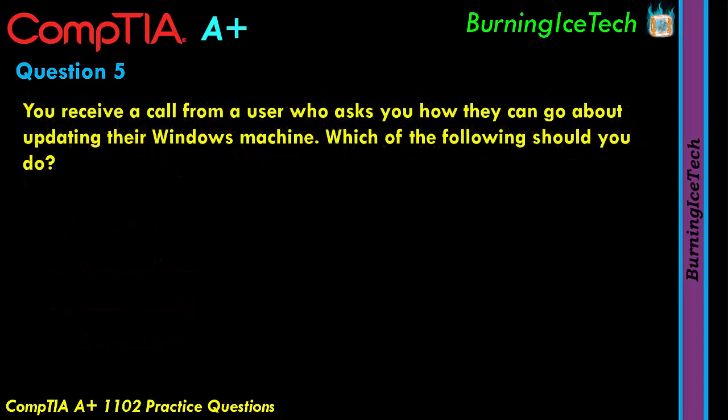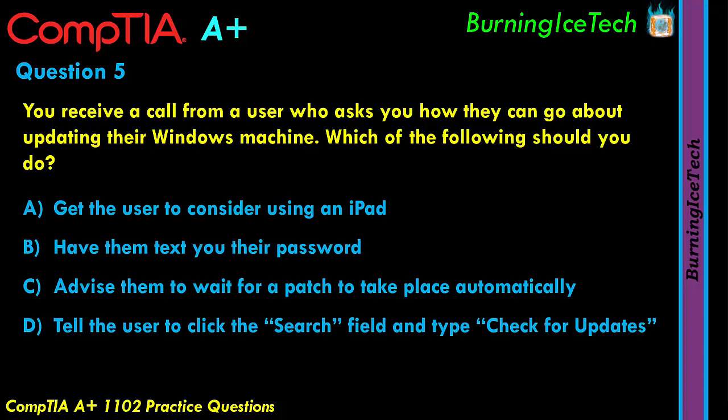Moving on to question 5, boys and girls. You receive a call from a user who asks you how they can go about updating their Windows machine. Which of the following should you do? The first answer says get the user to consider using an iPad. I suppose. I don't know. That's if you're trying to force them down another path. Second answer says have them text you their password. I don't know, man. That sounds very unsecure. C says advise them to wait for a patch to take place automatically.